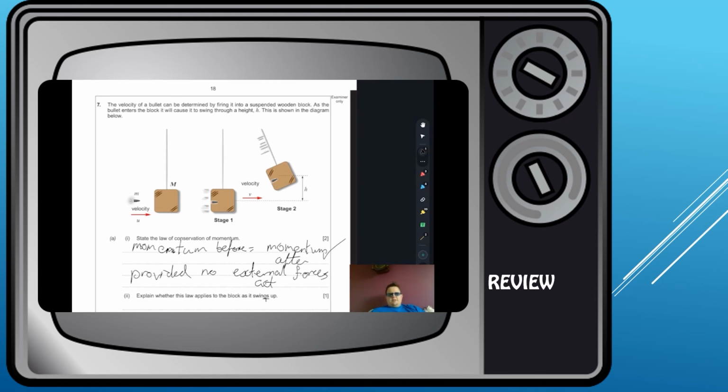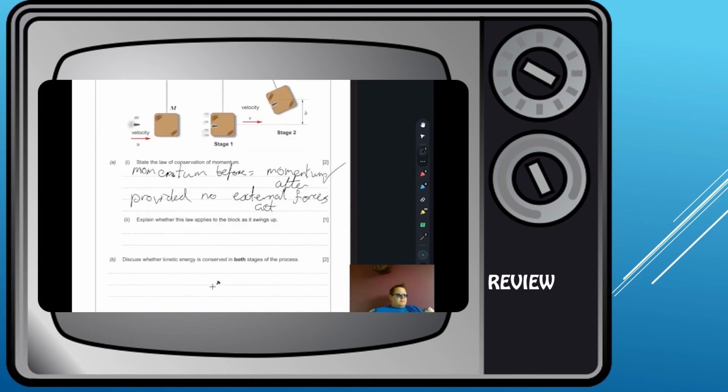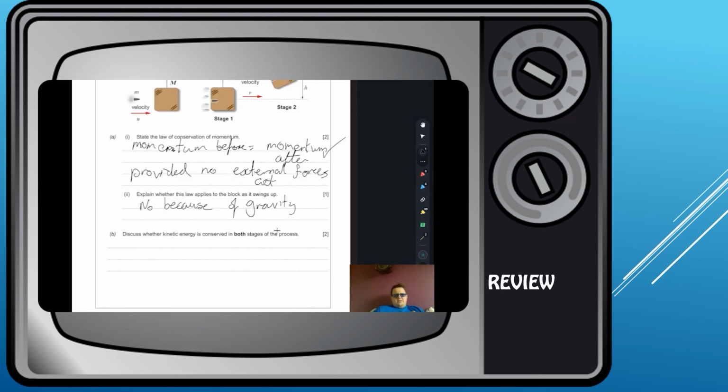Okay, so explain whether this law applies when the block swings up. No, because if it swings up, you've got gravity, you've got weight, so that's an external force. No, because of gravity. In this case, we're ignoring air resistance, it's too low. That's not going to be a problem.